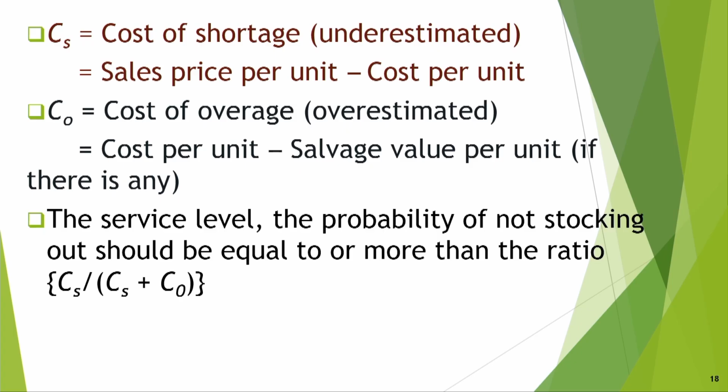CS is equal to cost of shortage. Shortage will occur if you underestimated the demand, and it will be sales price per unit minus cost per unit. So, that means the sales price at which you are selling, but you purchase at a cost. It is not that you are getting some loss, but in a way something which you could have got, you are missing. So, that is called shortage. This is the cost of shortage.